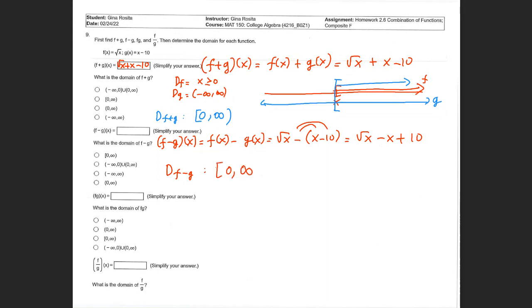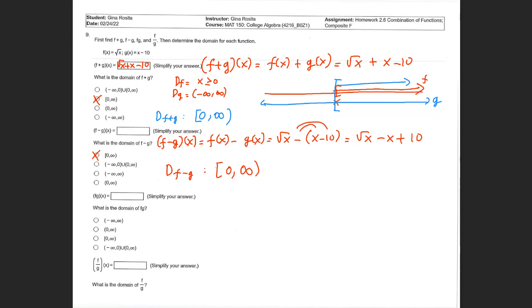is 0 to infinity. Oh, I didn't cross out the answer for plus. This is the answer. How about this one? The answer for this one is the same.